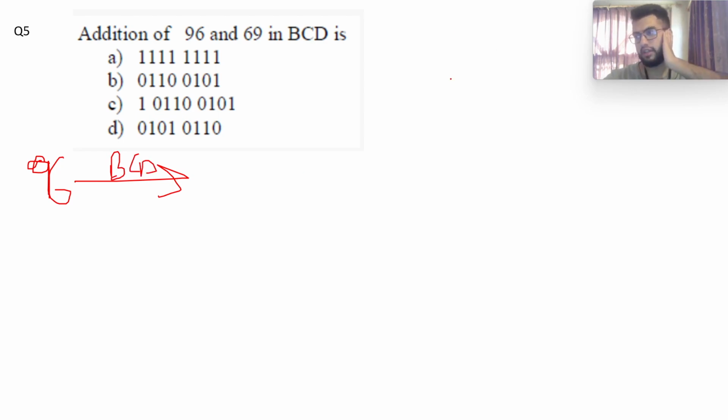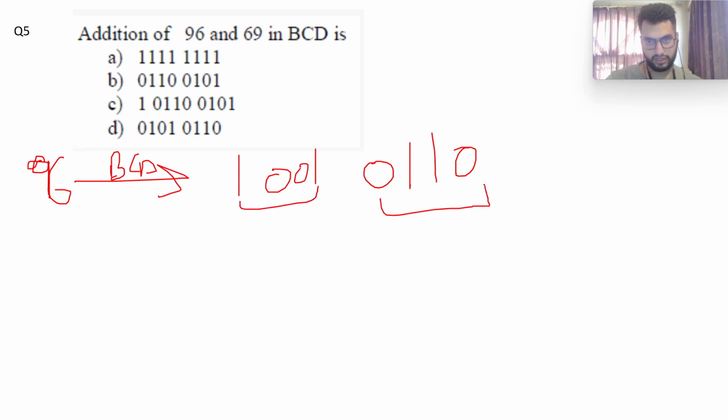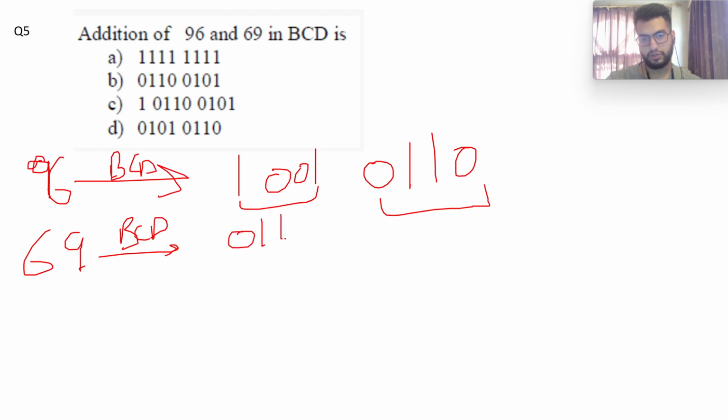The 8421 encoding of 6 is simply 4 plus 2, that is 0 1 1 0. And 9 will be 8 plus 1, that is 1 0 0 1. Everything needs to be written as individual decimal digits in 8421 encoding. Similarly, number 69 in BCD will be 6 as 0 1 1 0, and 9 as 1 0 0 1.